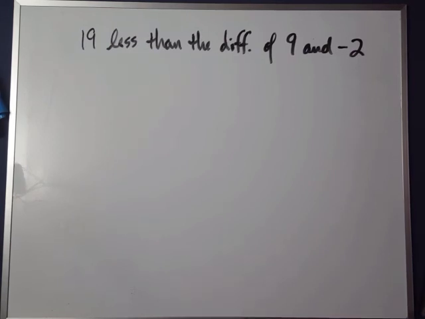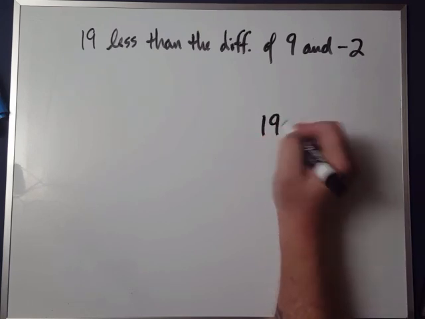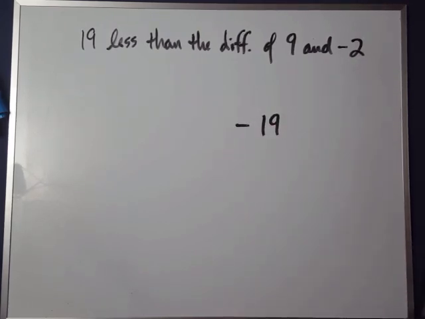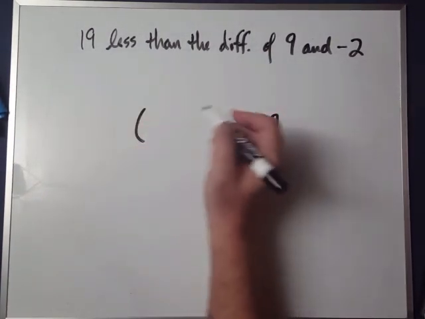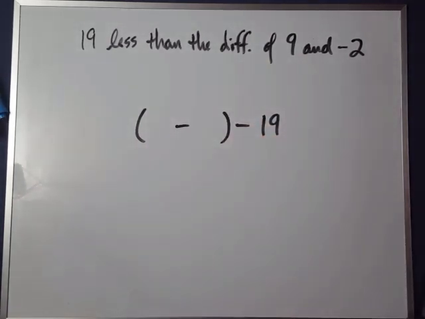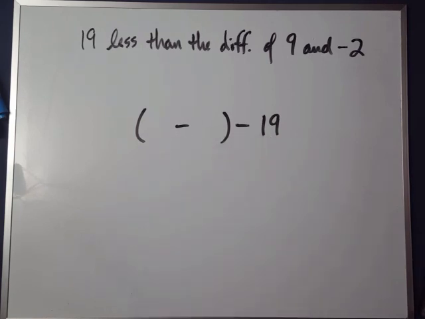Let's take this a piece at a time. 19 less. What am I doing? I'm subtracting 19 from something. So watch. 19 less. 19 subtracted from. 19 subtracted from what? 19 less than the difference. Do you see that so far I have written 19 less than some difference? 19 less than the difference.